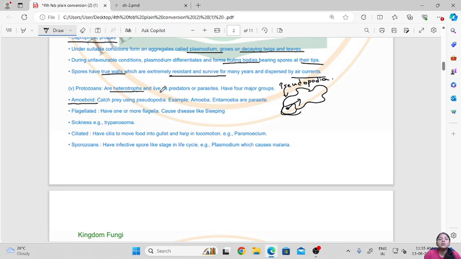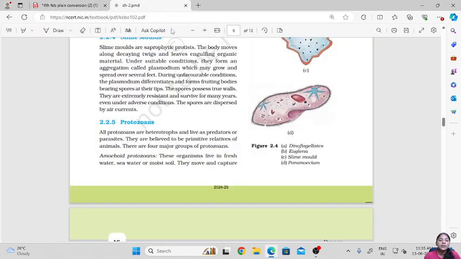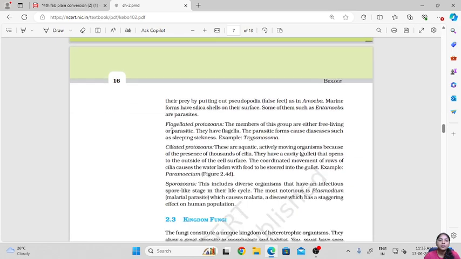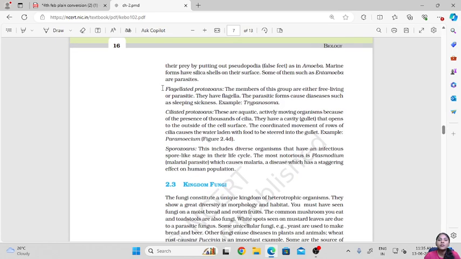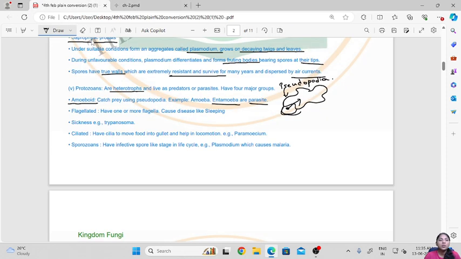So they catch prey using pseudopodia. Example, amoeba. Entamoeba are parasites. Okay, so Entamoeba are an example of parasites. Then the second type is flagellated protozoans. So they have one or more flagella and cause diseases like sleeping sickness. An example of these flagellated protozoans is Trypanosoma. Okay, so an example is Trypanosoma.